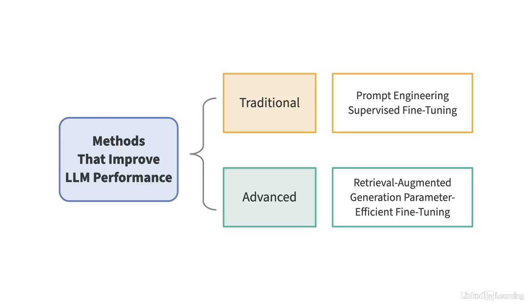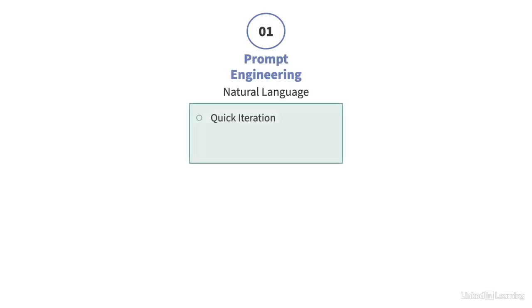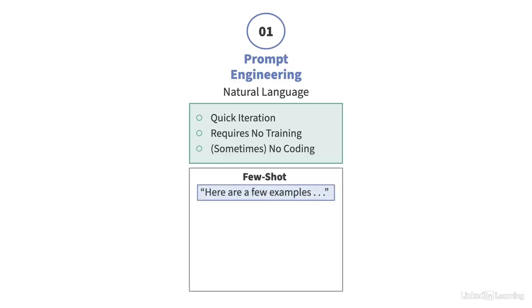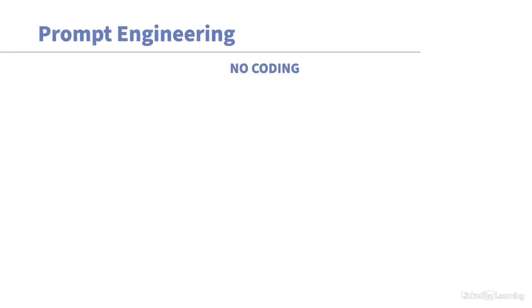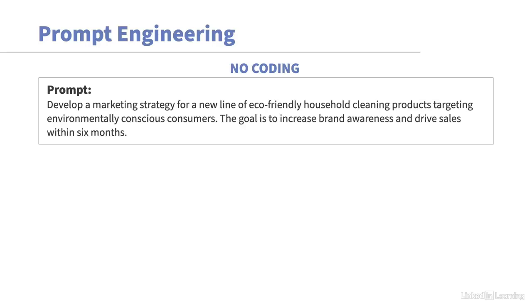Let's begin with an overview of prompt engineering and supervised fine-tuning. Prompt engineering focuses on crafting effective prompts or instructions that guide the behavior of the LLM to perform a special task without the need for task-specific labeled data. Instead of fine-tuning the model's parameters on task-specific data, prompt engineering relies on designing prompt templates or patterns that bias the model towards producing desired outputs. Prompt engineering requires no training and sometimes no coding.